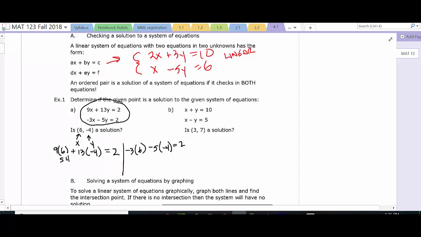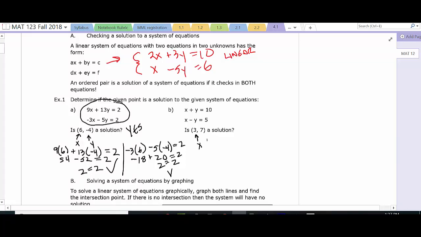That would be 54 minus 52 equals 2. So that works. Okay, that checked in that equation. Then you do the next one, which would be negative 18 plus 20, and that's also equal to 2. So the answer to that would be yes. That's all you do, and it has to work in both. If it only works in one of them, or if it doesn't work in either one, then it's a no. Okay, that's it.